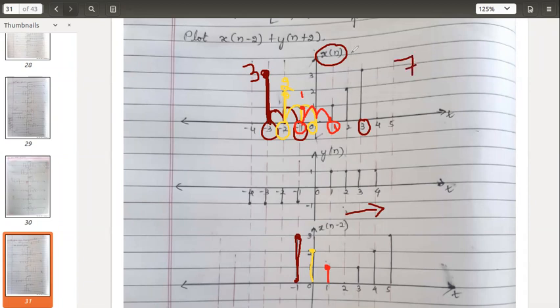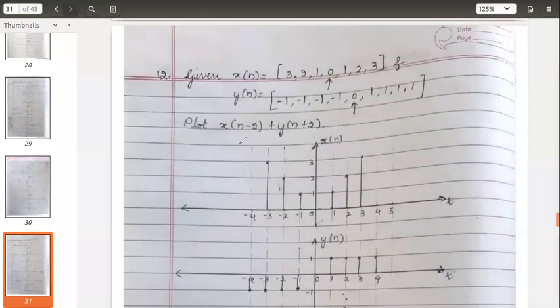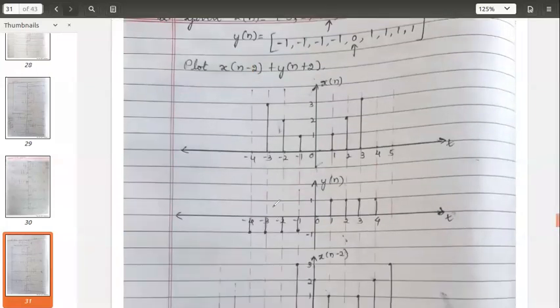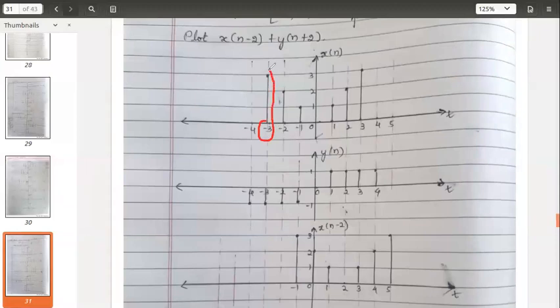That minus 3 shifting 2 times, right? Because the given question is like that only. See, x of n minus 2: 2 means every sample you have to shift 2 times. If you start with this sample and shift by 2 amount, you will reach minus 1. So at minus 1, the same amplitude 3 should be drawn. So likewise, for every sample you have to do. Yes, ma'am. Okay, did you get that? Okay, fine.